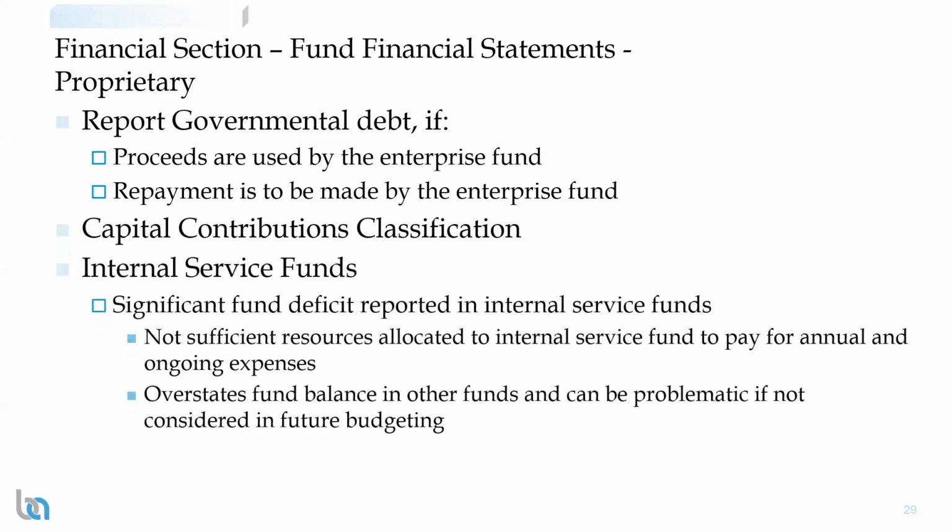All right, this is regarding governmental debt that is to be reported with the enterprise funds. If the proceeds of the governmental debt are going to be used by the enterprise fund, then a proportionate amount of the debt should be reported with the enterprise fund. Also, if repayments are going to be made out of the enterprise fund, that's another situation where you need to record a portion of the governmental debt in the enterprise funds. It's not necessarily appropriate just to do transfers from the enterprise fund to a governmental fund and then report 100% of the debt in the governmental activities.